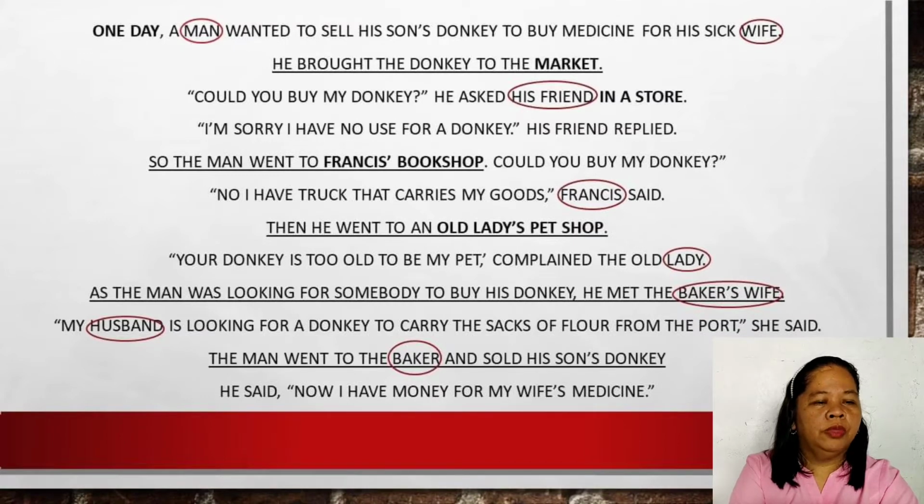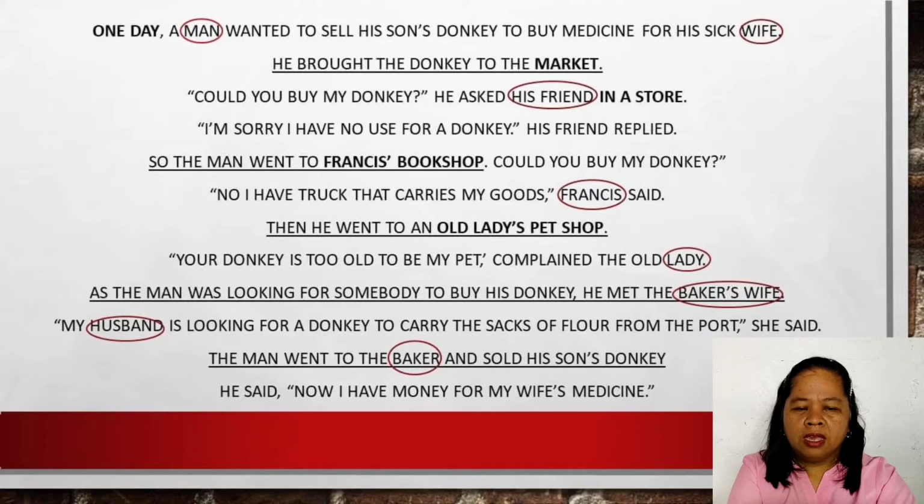Okay, let's start. One day, a man wanted to sell his son's donkey to buy medicine for his sick wife. He brought the donkey to the market. "Could you buy me my donkey?" he asked his friends in the store. "I'm sorry, I have no use for a donkey," his friend replied. So the man went to Francis' bookshop.